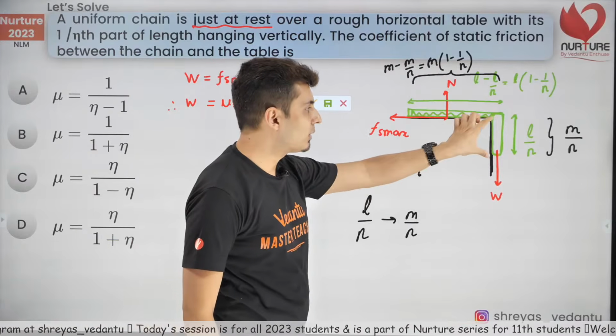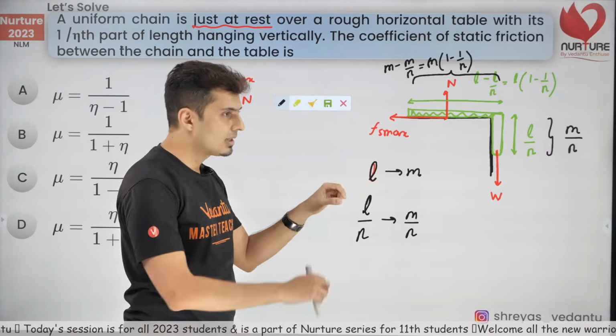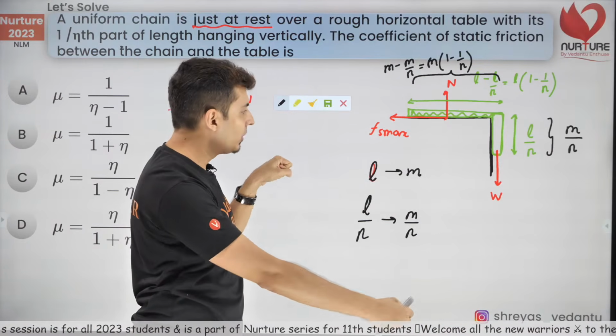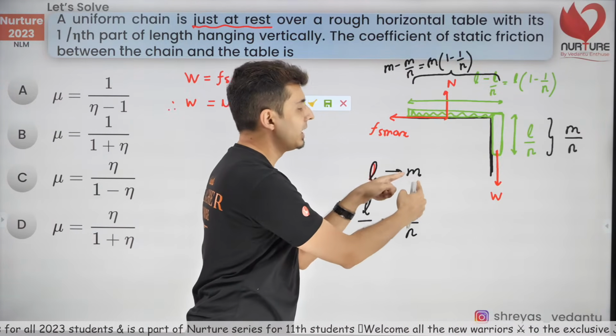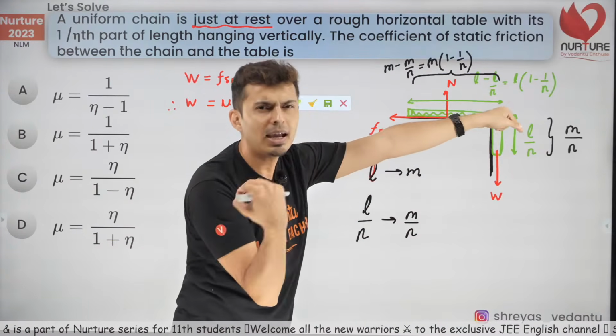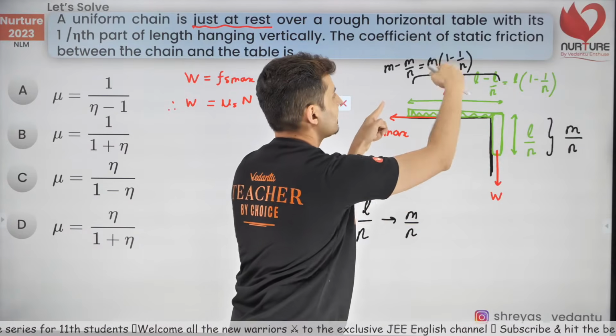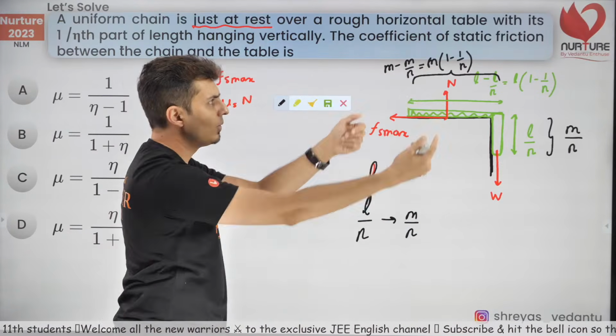This 1/nth part was here, so L by n is the length here. I applied the logic that the mass of that rope is uniform. So, for total length L, the mass is m. For the L by nth part, the mass will be m by n. And the remaining mass will be the total mass minus m by n, which is m into (1 minus 1 by n).